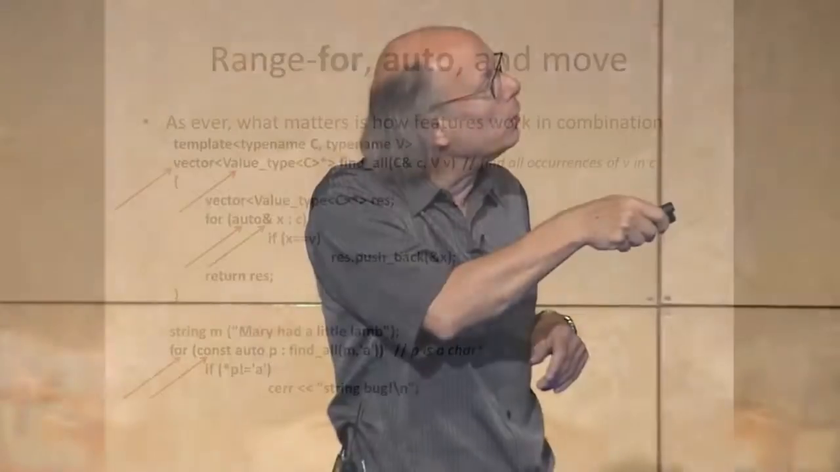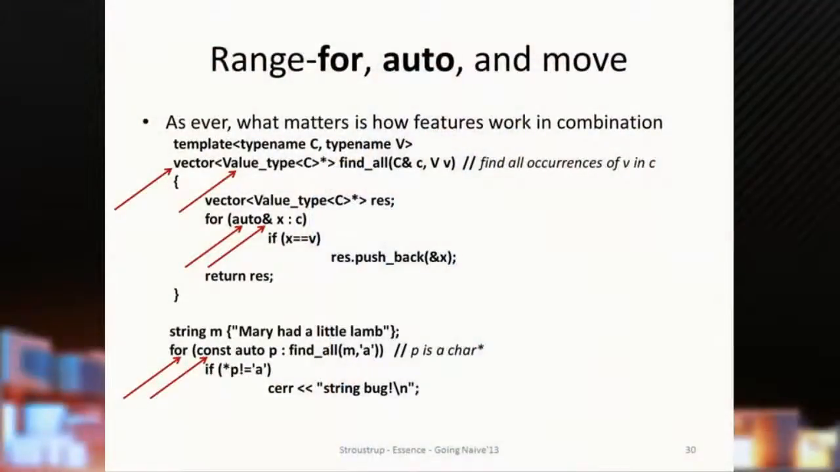I don't have to remember what the return type of find all is and what is the value type of that container that came in somewhere. The compiler knows, so I don't have to tell it. For generic code, that's really nice.